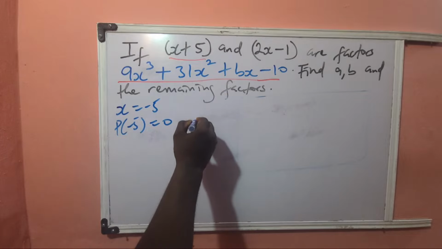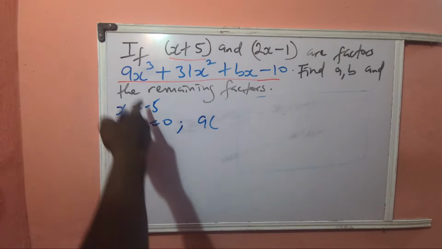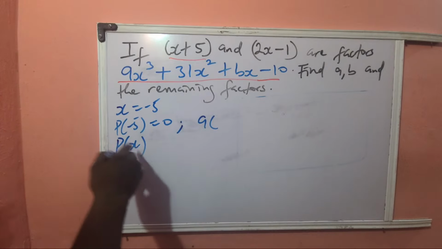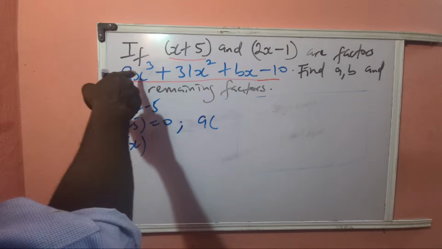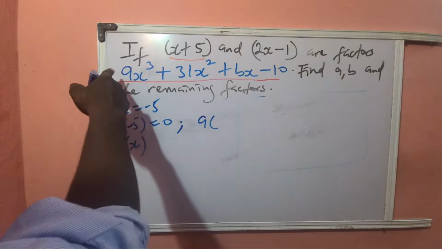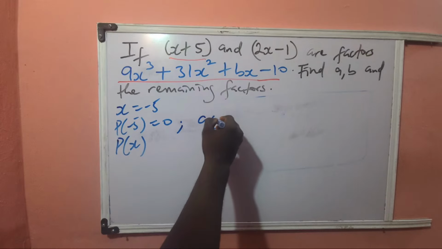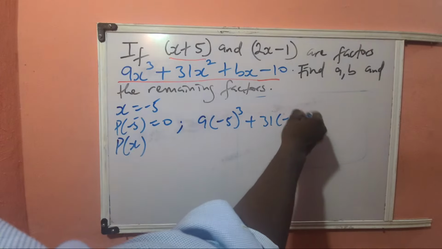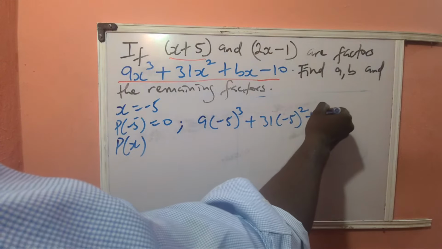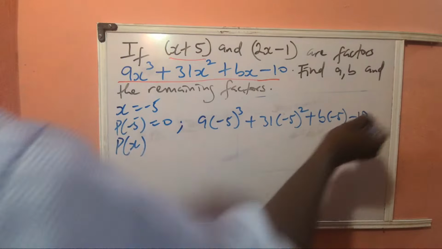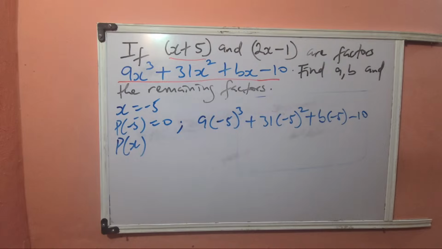That means we have, how do we get p of minus 5? Wherever you see x now, you are fixing minus 5. Don't forget, this is p of x, the polynomial. So wherever you saw x, you're going to be fixing minus 5. So a times minus 5 raised to power 3 plus 31 times minus 5 raised to power 2 plus b times minus 5 minus 10. I'm sure you can observe what's going on here.